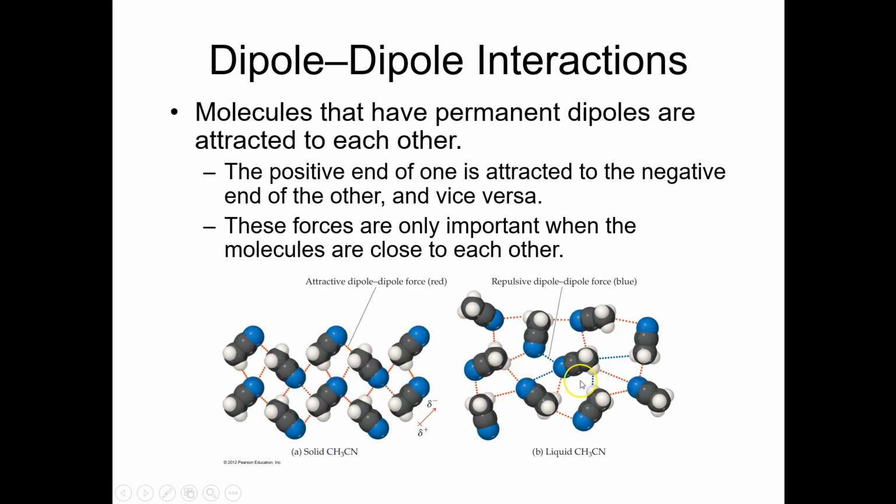In the liquid phase, these things are tumbling around, so they can't really lock themselves into a head to tail arrangement like you can in the solid phase, but you'll still see that the red intermolecular forces, which are head to tail, are much more predominant than the blue ones, which would be repulsive, which would be tail to tail or head to head. And so that's what determines things like its melting point and its boiling point: how strong these attractions are between the negative end of one molecule and the positive end of a neighboring molecule. That's dipole-dipole interaction.